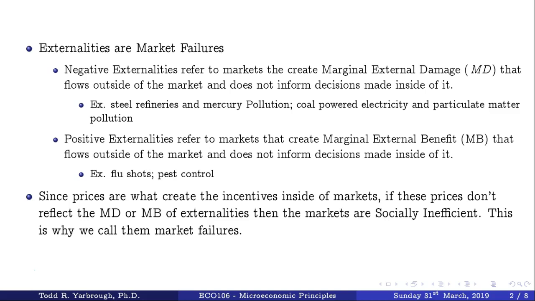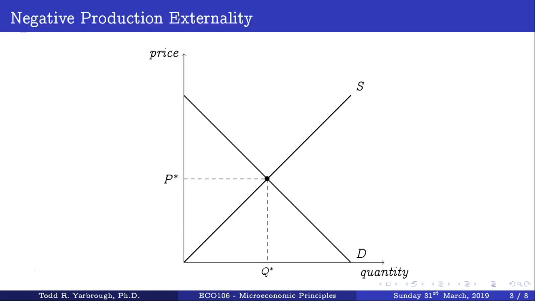So now let's look at these in a graphical perspective. So we have our typical market equilibrium, which equilibrates here at Q star and P star. We refer to this as the private market outcome because this is the outcome that the market is going to equilibrate to on its own, thus the private market outcome. We also may refer to this as the competitive market outcome.